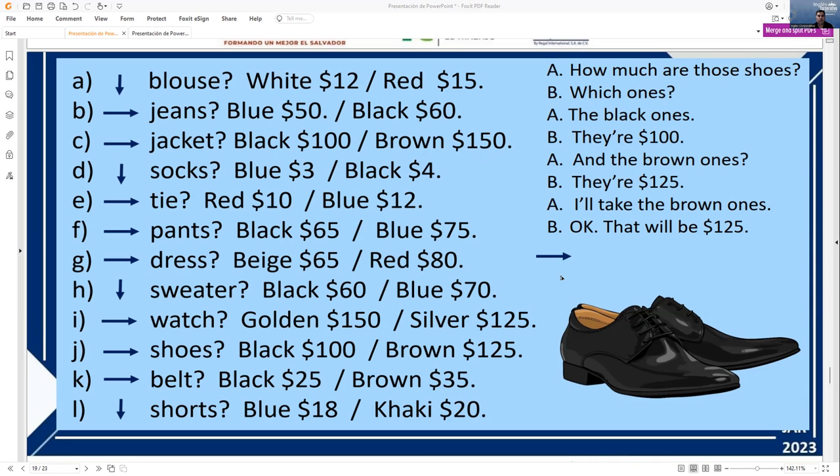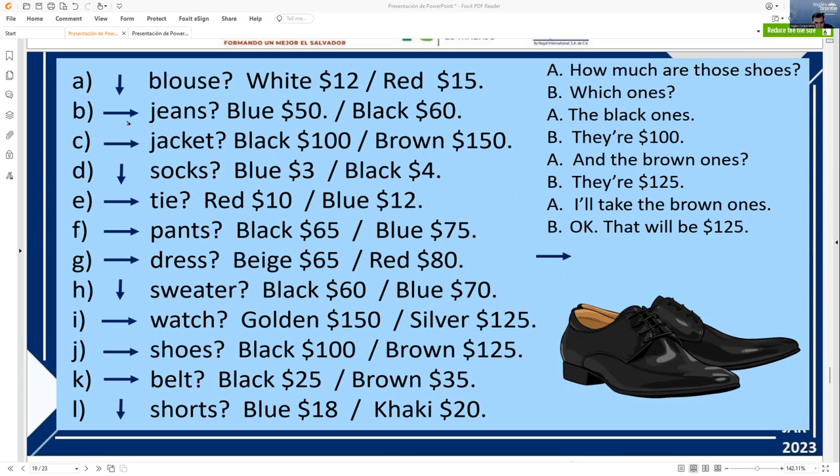$125. How much are those shoes? Which ones? The black ones or the brown ones? The black ones. They are $100. And the brown ones, they are $125. I'll take the black ones. Okay, that will be $100. How much is that belt? Which one? The black one or the brown one? The black one. It's $25. And the brown one is $35. I'll take the black one. Okay, that will be $25. How much are these shorts? Which ones? The blue ones or the khaki ones? The blue ones, they are $18. And the khaki ones, they're $20. Okay, I'll take the khaki ones. Okay, that will be $20.